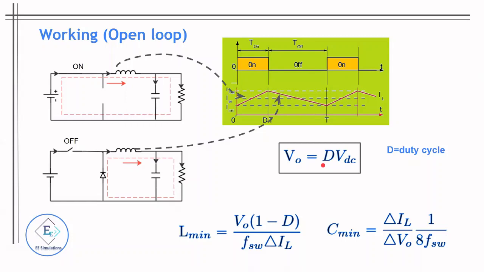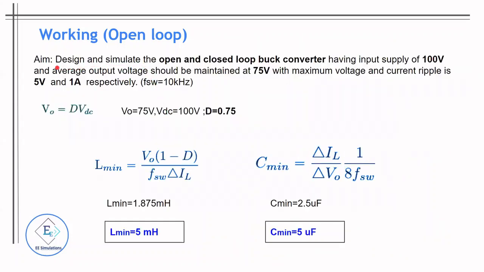Whenever you want to design the buck converter, these two formulas are going to be used: C minimum, L minimum. You can search for these formulas on the internet, on how to design the L and C for the buck converter. Here delta IR is the ripple in the inductor current, whereas delta V0 is the ripple in the output voltage, FSW is the switching frequency, V0 is the output voltage, and D is the duty cycle.